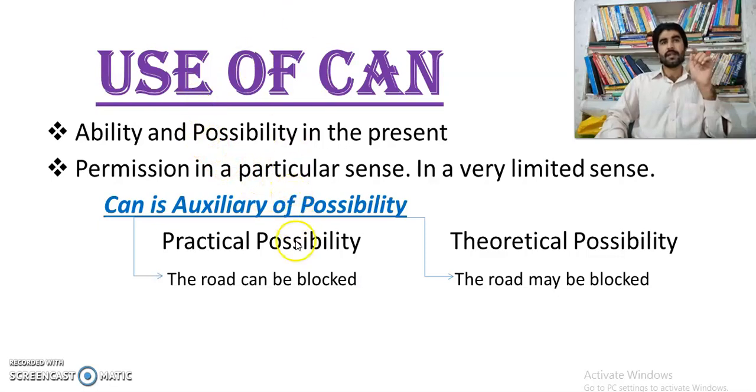Here we have the use of can. That is, on what occasion we use can. Firstly, ability and possibility in the present. Means to say, in the present time, ability, capability and possibility of something are expressed with the help of can. Permission in a particular sense. In a particular sense, permission is also asked through this word can. In a very limited sense, not usual, not all the time, in a very limited sense.